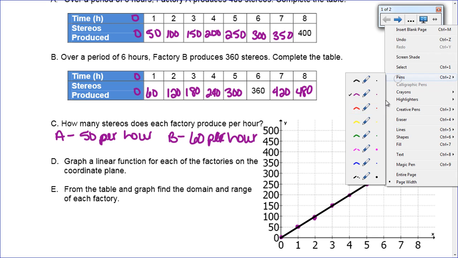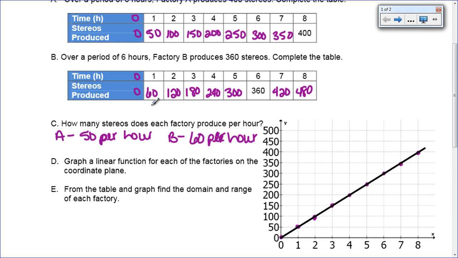Factory B, we're going to plot their points. And this one's going to be a little harder because this goes on a scale of 50. So we're going to have to sort of estimate, but it's okay. So they both start here. But then Factory B, after 1 hour, has made 60. And then after 2 hours, 120. And then after 3 hours, it was 180. And then 240. And then 300. So this one's right on. And then it was at 360. And then it was at 420. And then it was at 480. And so this is what the other graph looks like.